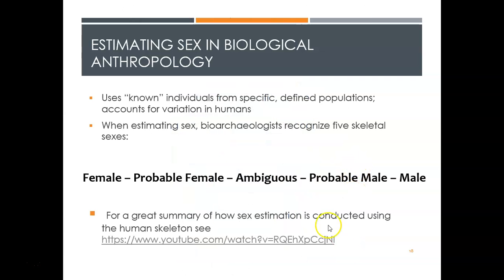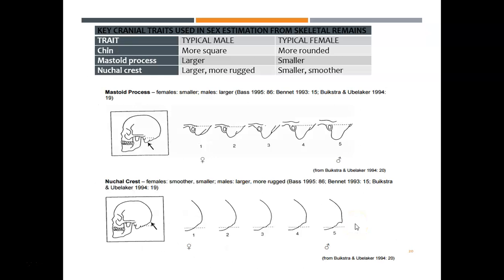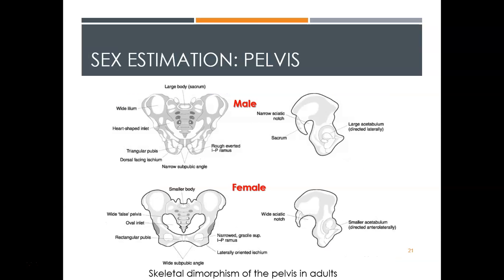I've also linked an excellent video that summarizes how sex estimation is conducted using the human skeleton here for you. Again, summarizing some of the key traits that are used in the cranium or the skull, and here's some more, and then also those in the pelvis. Just note that sex estimation using the pelvis is far more reliable than using the cranium or any of the other bones in the skeleton. And again, this is because of the specific adaptations that are required in a female pelvis to facilitate labor and delivery.